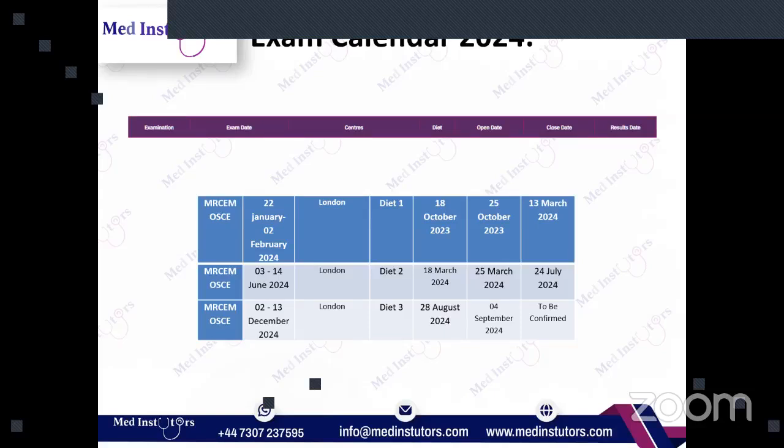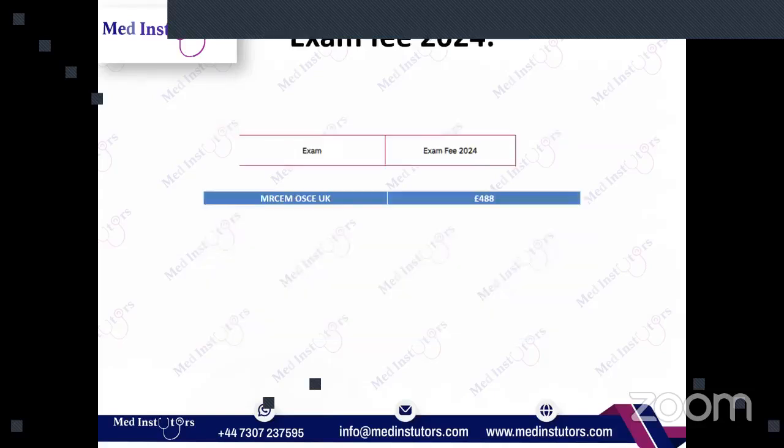Next, please. So these are the fees for the MRCEM OSCE exam. It's almost 120, 140 more than the primary and the intermediate. The primary and intermediate fees are the same, almost 324. So the fees are the same for the primary and intermediate exam, but it's a bit high for the OSCE examinations.